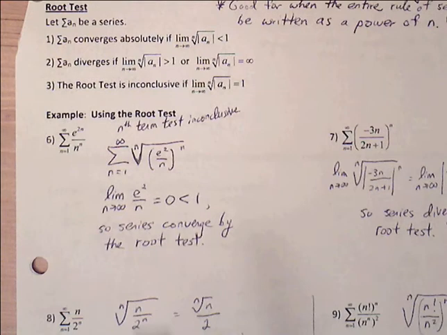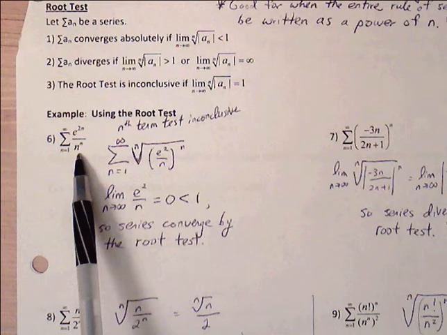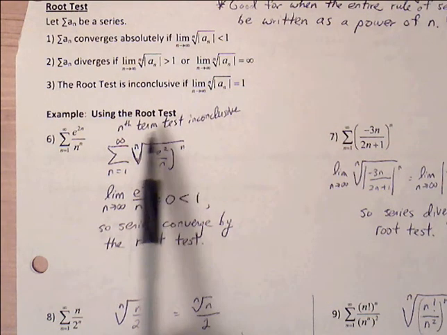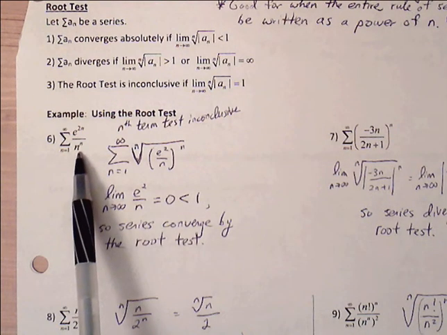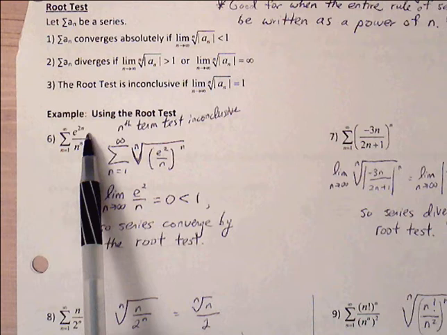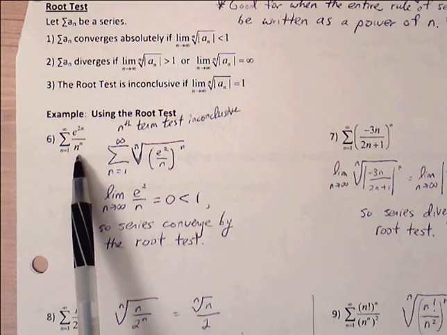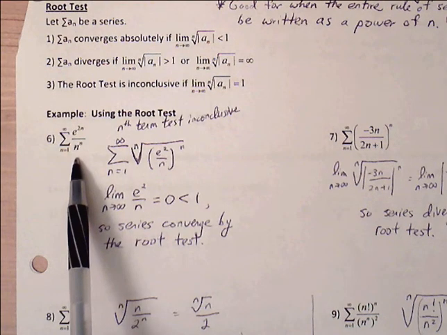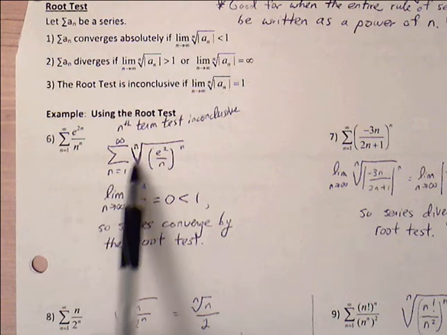Okay. So let's look at number 6 here. We have e to the 2n over n to the nth. The nth term test is the first thing we always want to check. In this case, it's inconclusive. We see that the n to the nth is going to grow at a faster rate than e to the 2n. This will go to 0. So it may or may not be convergent. We're just going to have to use the root test.